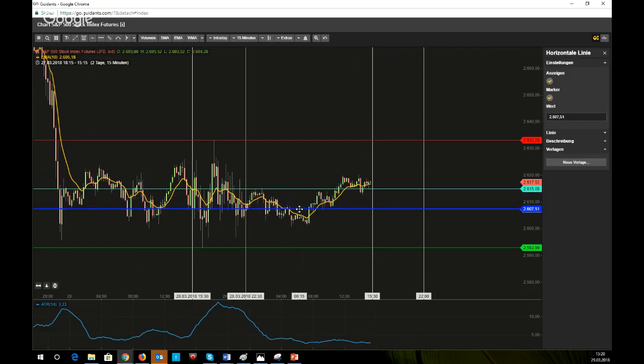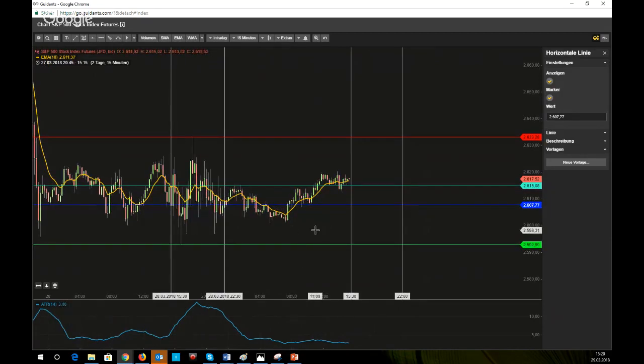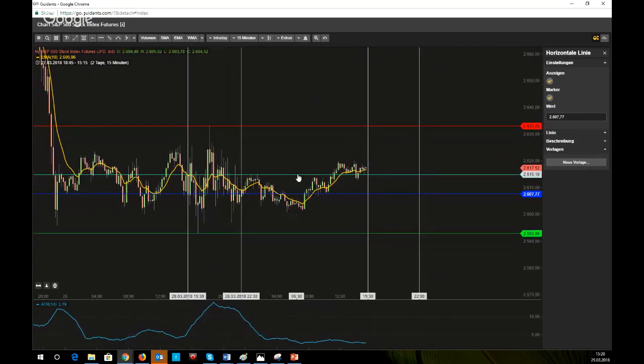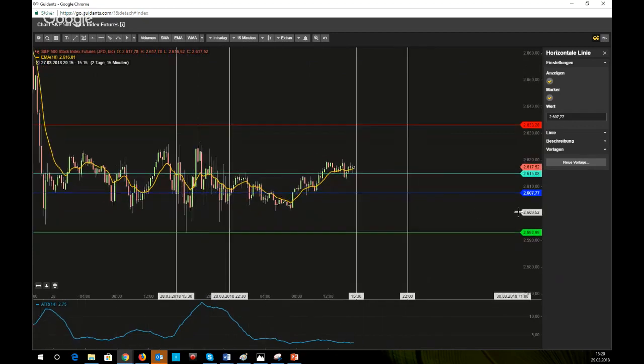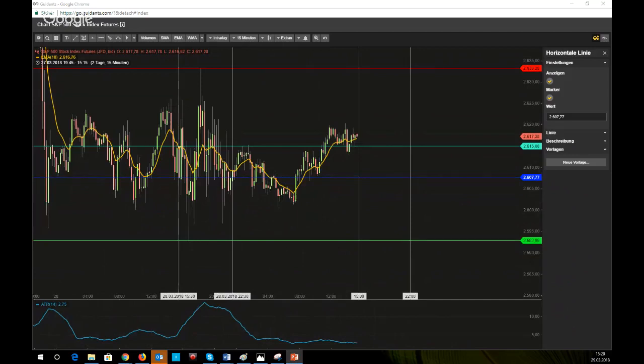Then we have this blue line here, which is the close of the day before, and the turquoise line will be the first tick at 1:30 p.m. GMT. So this is, if you want, the spot open of the market. And this yellow line here is the exponential moving average 10 on a 15-minute time frame. This is our trend filter, where it will become obvious what I do with this.